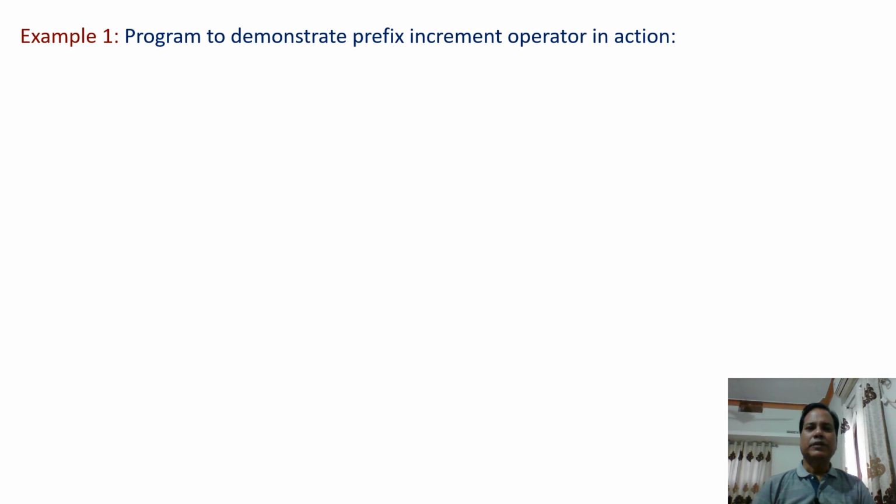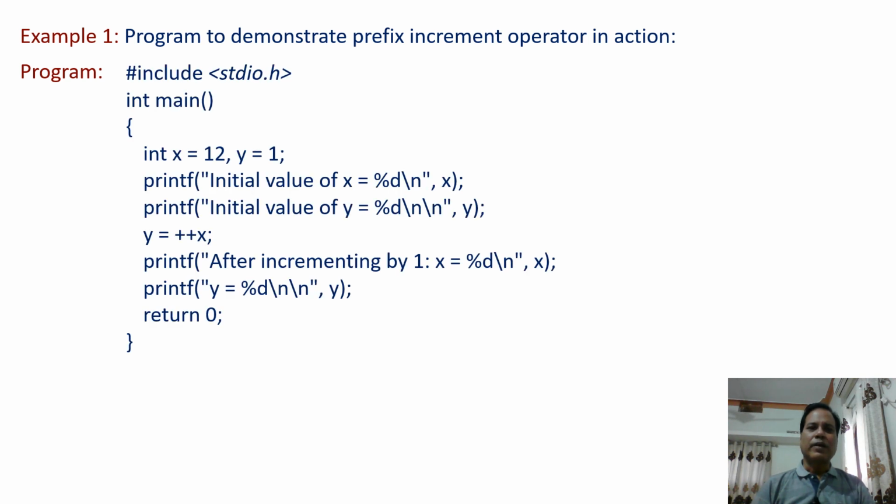Let us try to understand these things through an example. Program to demonstrate the prefix increment operator in C. In this program, we will discuss how the prefix increment operator functions. So the program is like this one. Let us first discuss the program.